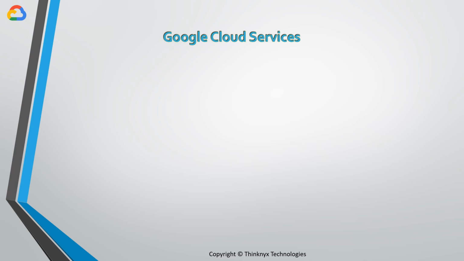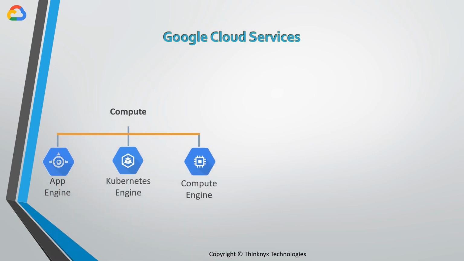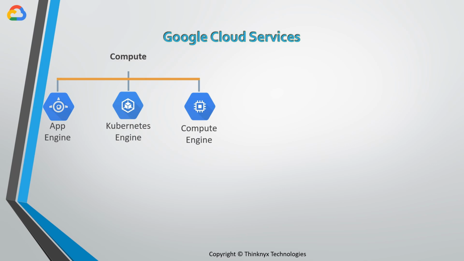Some of the popular Google Cloud services include Compute Engine and App Engine. App Engine is a fully managed platform as a service that allows developers to build and deploy applications easily. It supports multiple programming languages and provides automatic scaling and load balancing. App Engine is suitable for a wide range of use cases, including web application hosting, microservices architecture, rapid prototyping, and mobile backends.